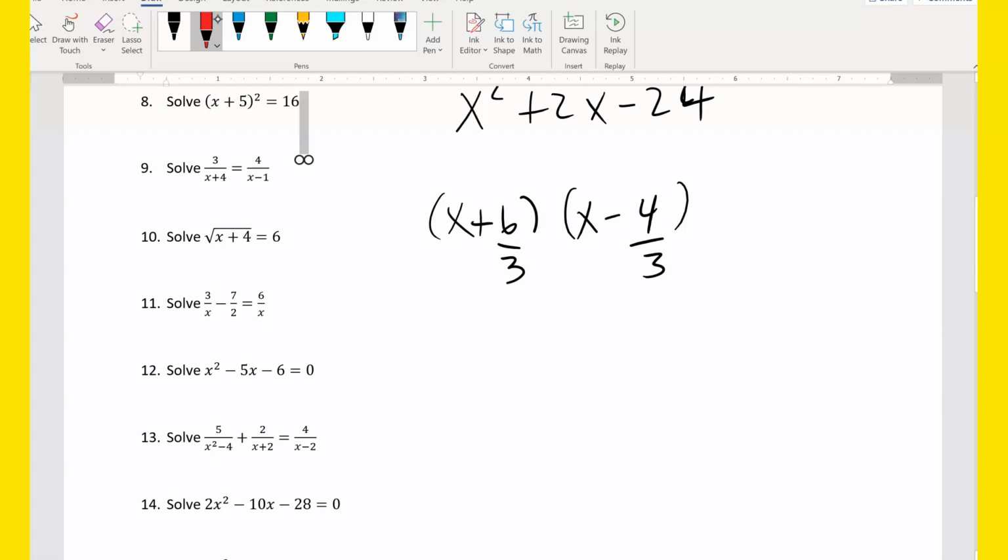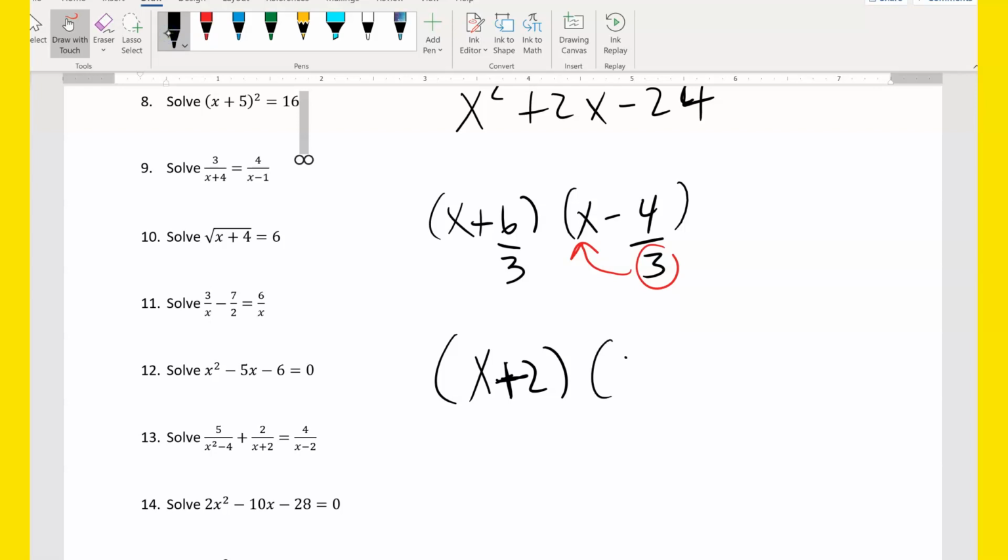And so now you reduce, if it'll reduce, like the 6 over 3 will reduce. So that becomes x plus 2. All right, if it won't reduce and you have a number on the bottom, then you slip that number back in front of the x. So slip, slide, slip. So that gives me 3x minus 4. And that is it. That's the answer.